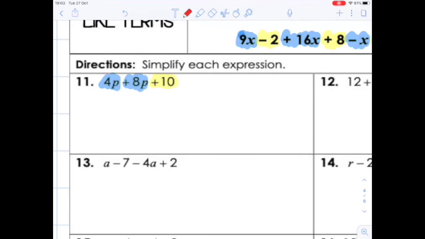So now we can combine like terms. I have 4p plus 8p, which is going to give me 12p. And this plus 10, it's by itself. There's nobody to add or subtract, so you just leave it there. You're going to leave it as plus 10. And this is my simplified algebraic expression.